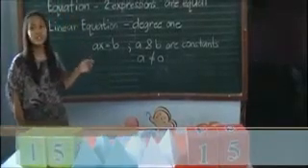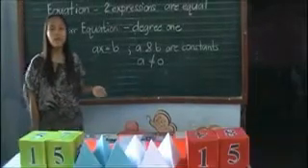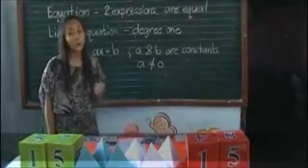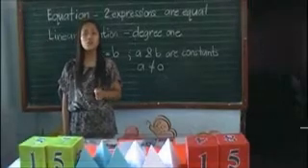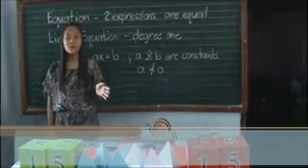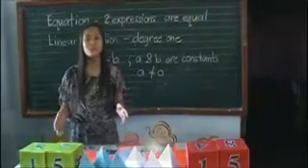A linear equation can be written in the form ax is equal to b, where a and b are constants and a should not be equal to 0. A number is a solution of an equation if the statement is true when the number is substituted for the variable. If both sides of the equations have the same solution, then they are equivalent expressions.